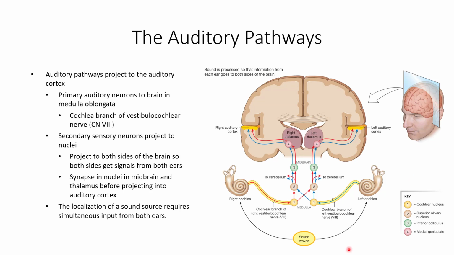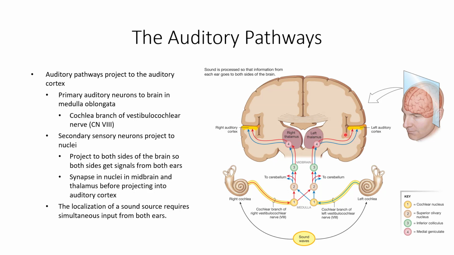We then conduct these sounds along this pathway that leads from each cochlea. So again, we have two ears, right and left. We move along the cochlear branch of the vestibulocochlear nerve, so cranial nerve 8. In the medulla, we then cross, and we will send signals to both sides of the brain. So information from the right gets sent to the right auditory cortex and the left auditory cortex. Likewise, the left cochlea is sending information to both the right auditory cortex and the left. So we go to the medulla, then to the superior olivary nucleus, then into the inferior colliculus found in the midbrain, then the thalamus, and then into the auditory cortex.